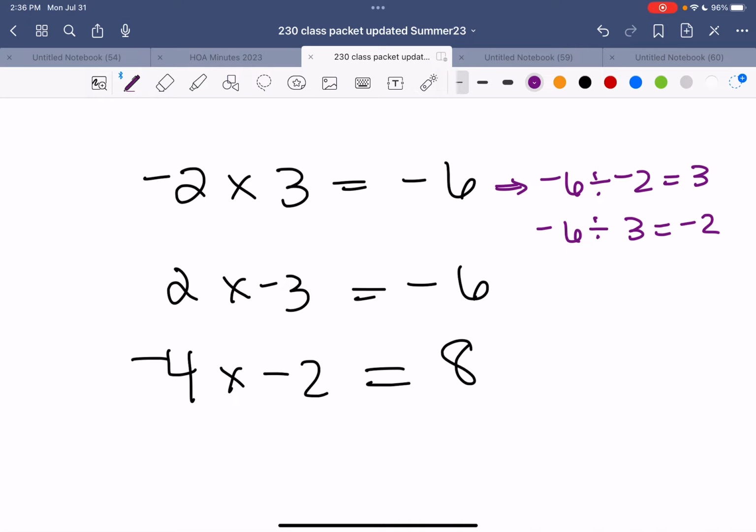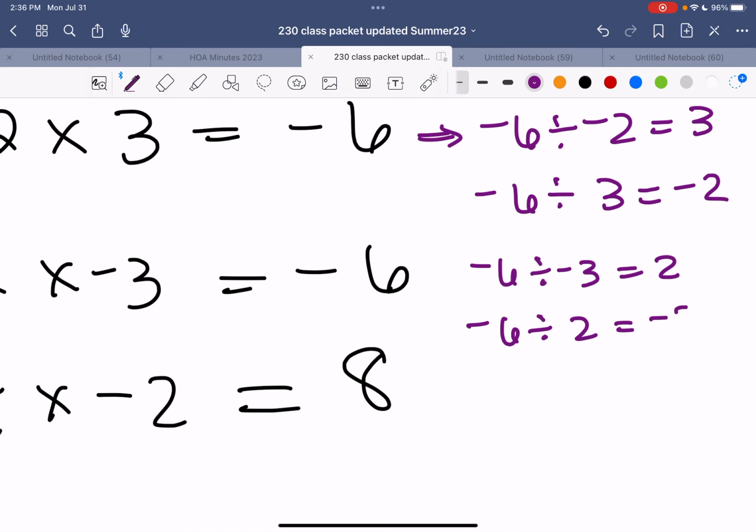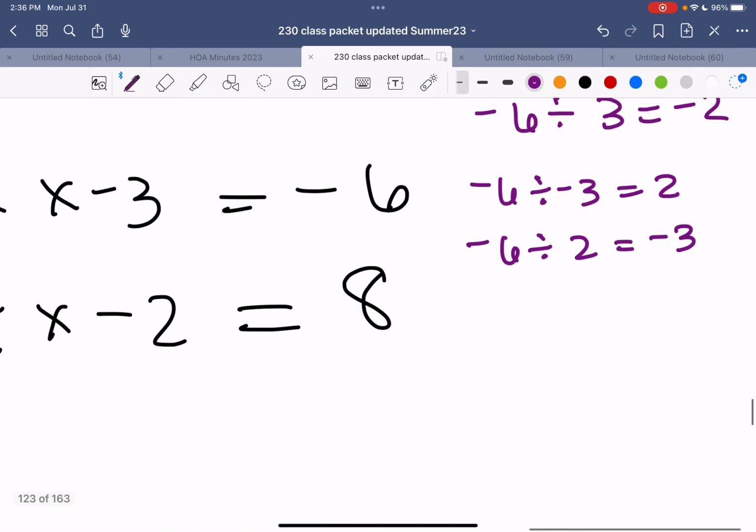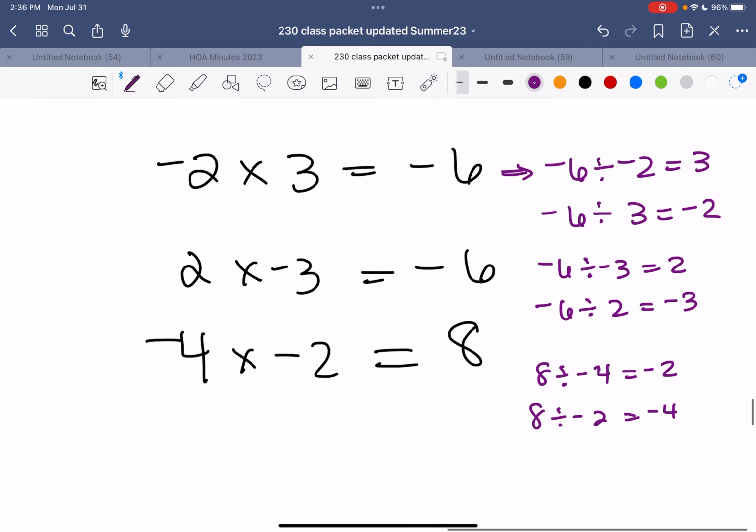Okay, so, and then this one would be similar. We'd have negative 6 divided by negative 3 is positive 2, and negative 6 divided by positive 2 is negative 3. And down here at the bottom, we would have 8 divided by negative 4 is negative 2, and 8 divided by negative 2 is negative 4. So I'm just reversing it so that the answer becomes the first part of your division divided by one of your factors, and the answer is the other factor. So it's just flipping the way that it's written.